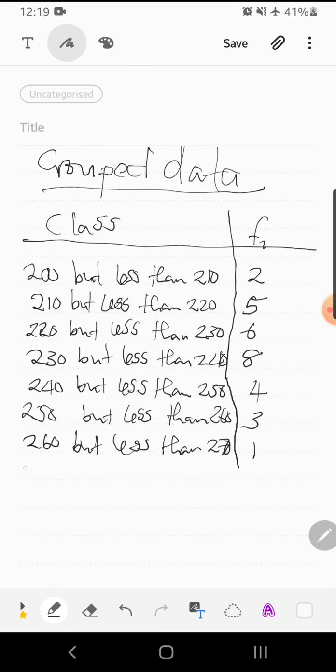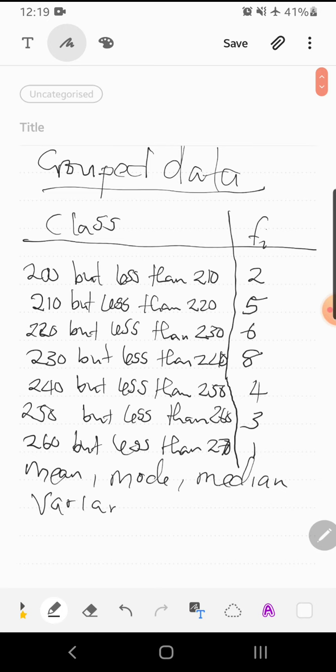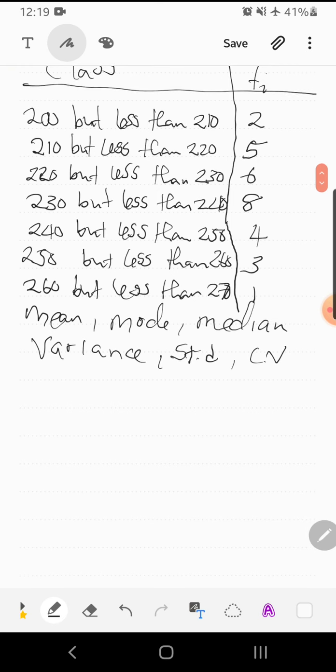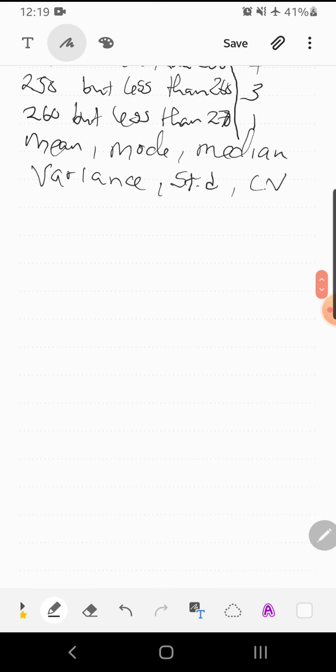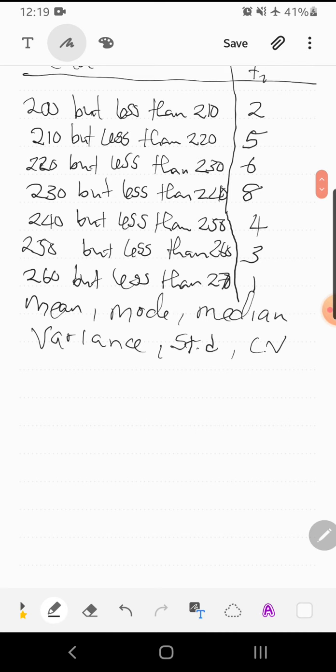Now we need to find the mean, the mode, the median, the variance, standard deviation, and coefficient of variation. Okay, so those are the parameters that we need to find. Let's start with the mean.